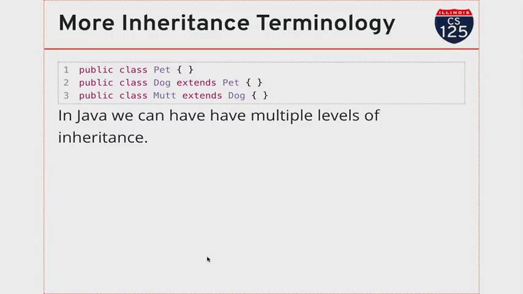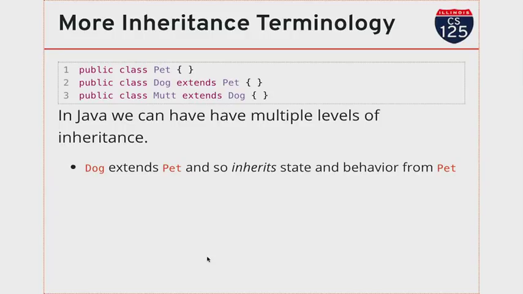Inheritance, as you might expect, can extend to multiple levels. So in this example, I have a class called pet. Then I declare a class called dog that extends pet. So pet is dog's parent. And pet now has one child that I can see here, which is dog. And then I create another class called mutt. And I declare that that class extends dog. So now mutt is dog's child. And dog is mutt's parent. So I have two levels of inheritance.